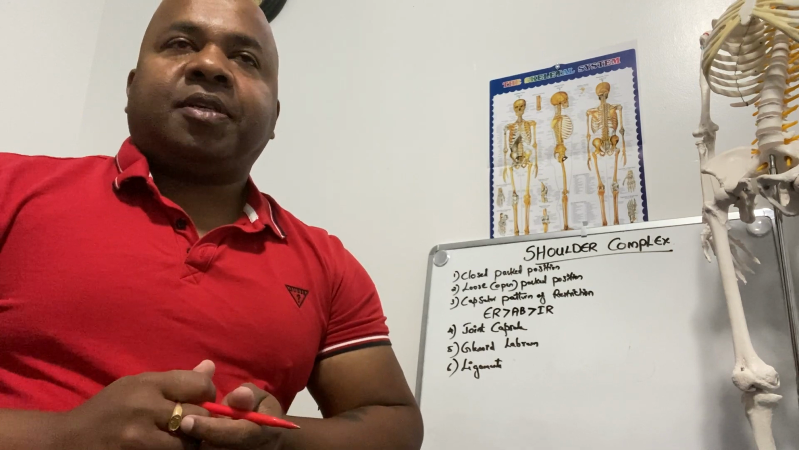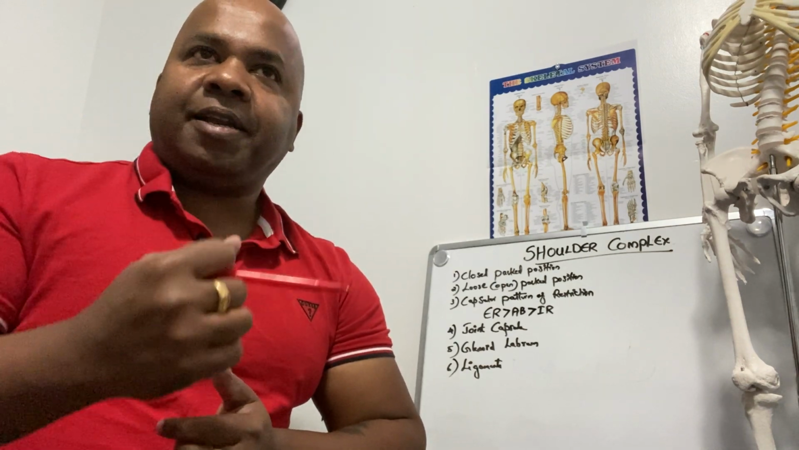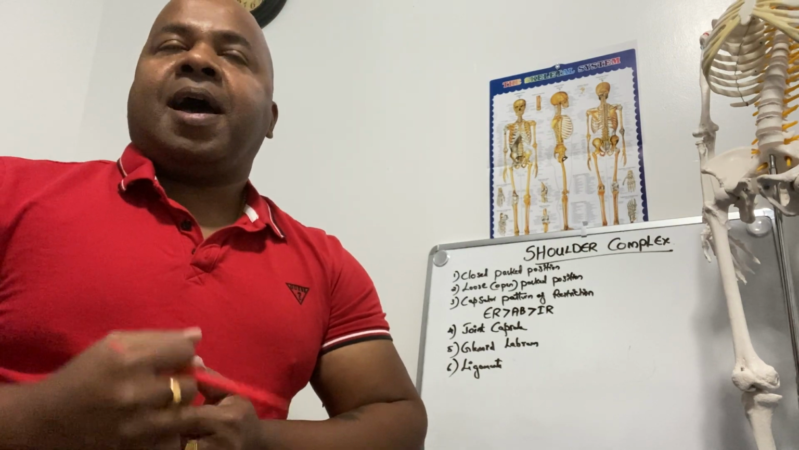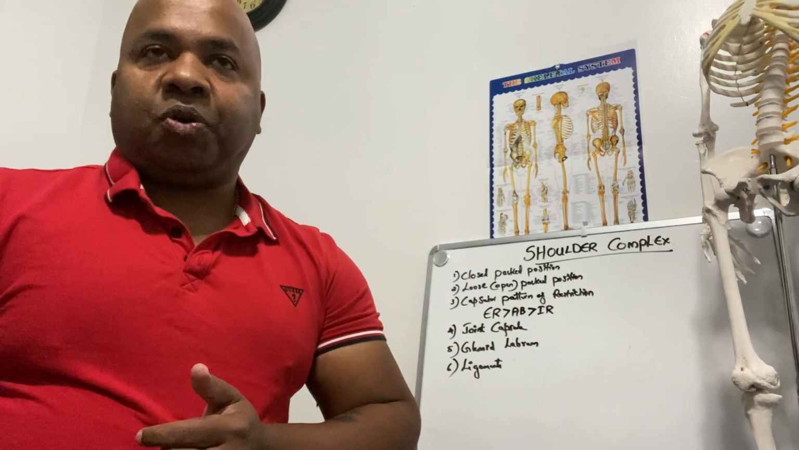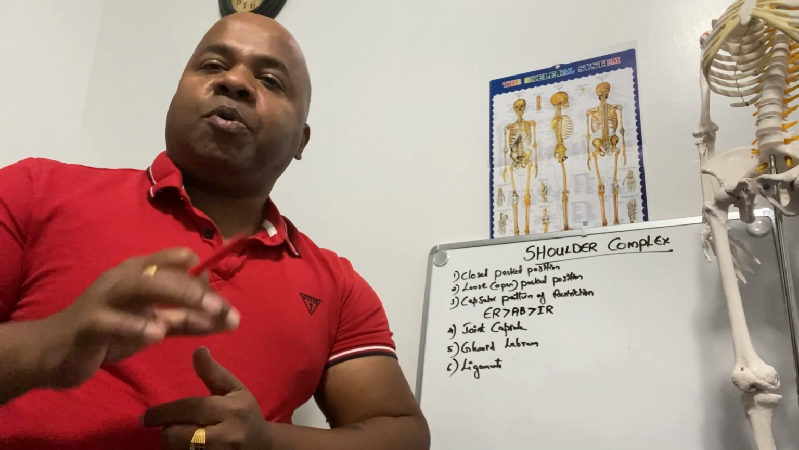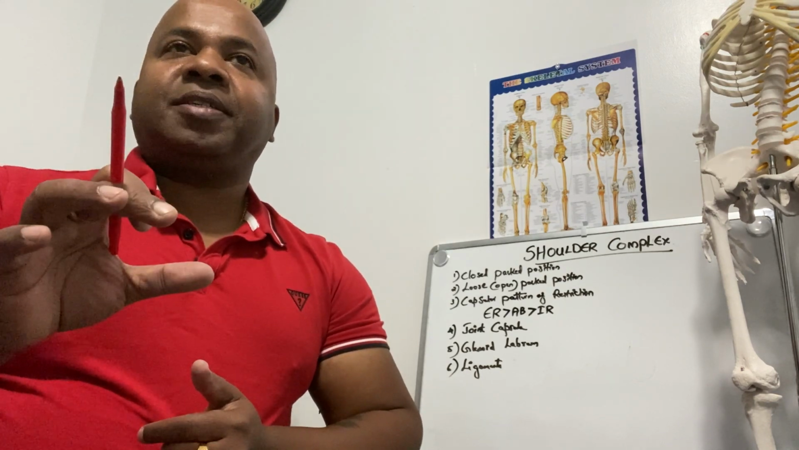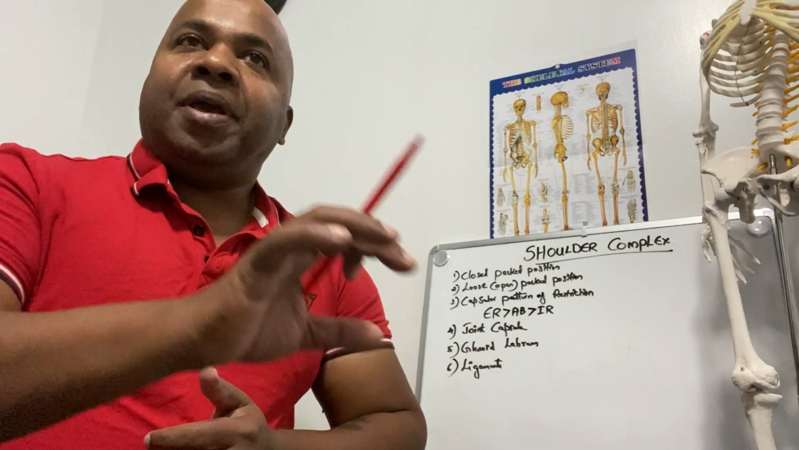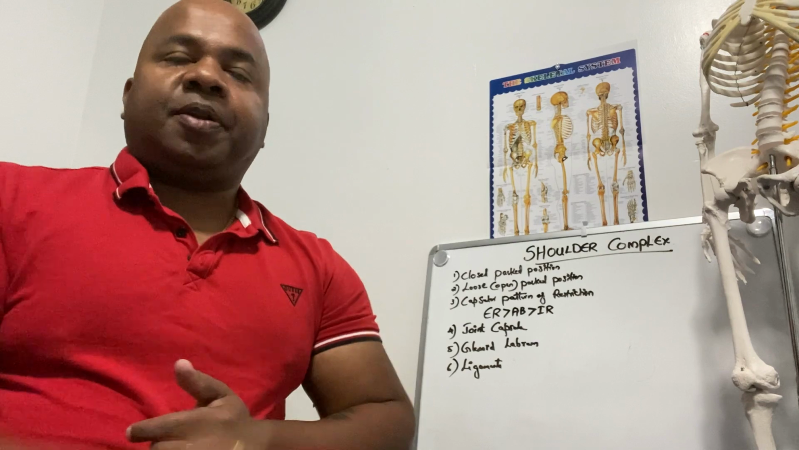In the last three videos, I tried to explain the basic kinetics, kinematics, and various types of joints. So today I'm going to explain the basic biomechanics and anatomy of the shoulder complex in particular.